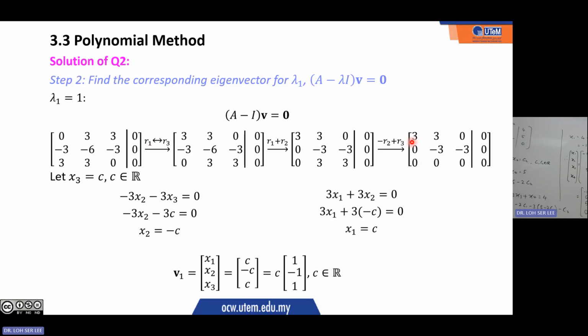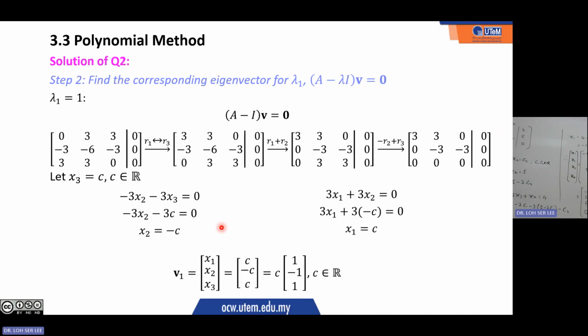Sketch the staircase. Your staircase is this. This is the pivot, this is the pivot. X3 is free, so X3 is a constant. Then you apply the backward substitution. You get this equation, substitute your X3, solve for X2. And finally, from the first row, you get this equation, substitute X2, you get X1.